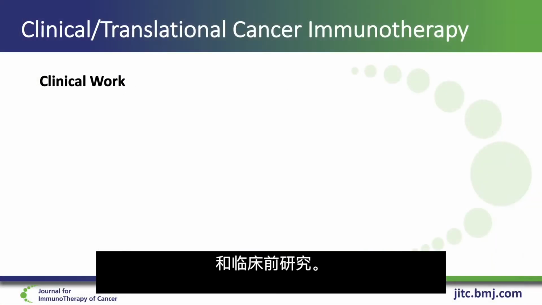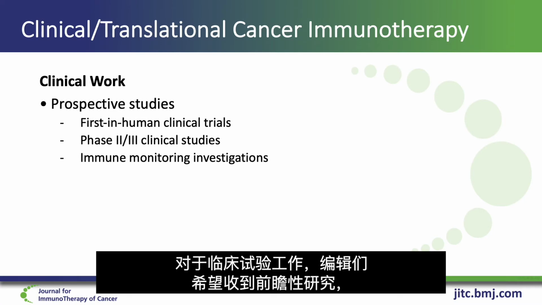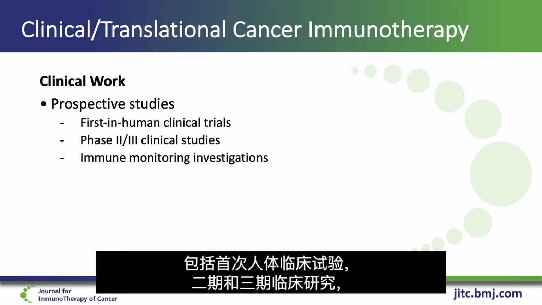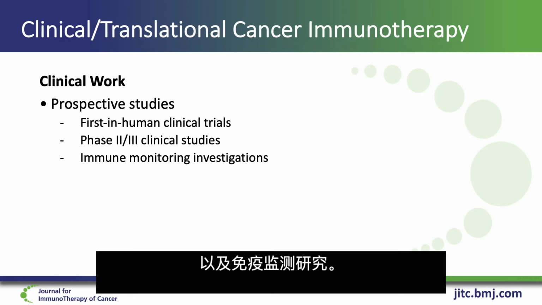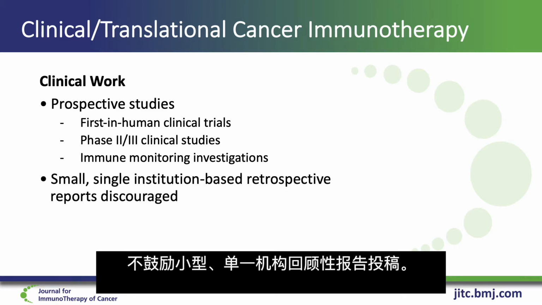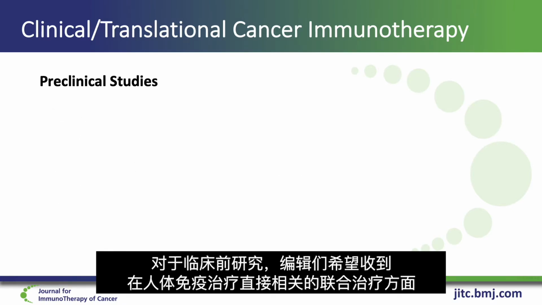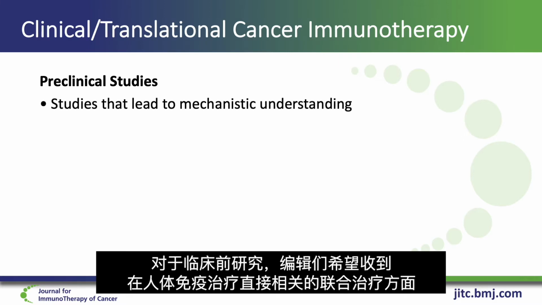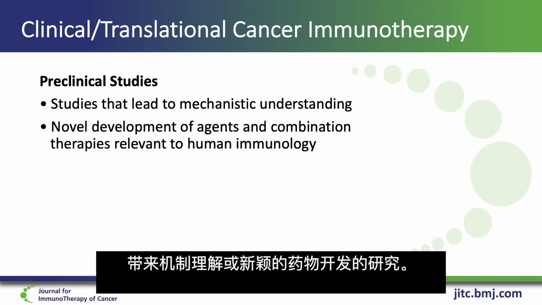The clinical translational cancer immunotherapy section publishes clinical trials as well as preclinical studies. For clinical trial work, editors look for prospective studies, including first-in-human clinical trials, phase 2 and 3 clinical studies, and immune monitoring investigations. Small, single-institution-based retrospective reports are discouraged. For preclinical studies, editors look for studies that lead to mechanistic understanding or novel developments of agents and combination therapies directly related to human immunotherapy.